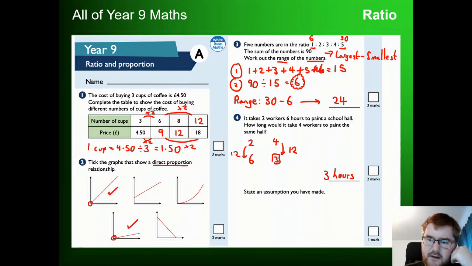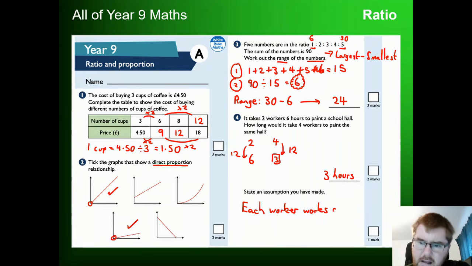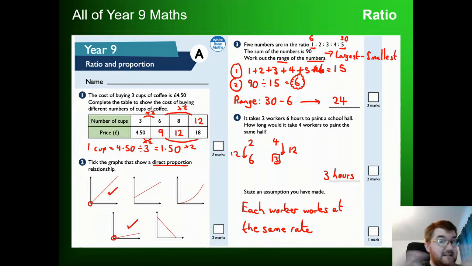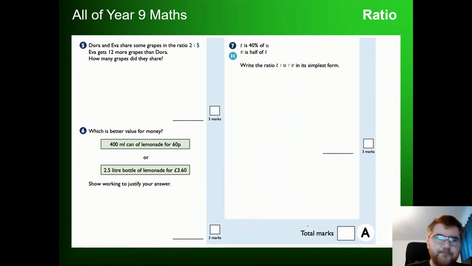Gives 3 hours work. Now the assumption we made, which leads on to the next question, is that, there's a couple of assumptions we've made, but each worker works at the same rate. And also, as you add extra workers, they don't get in the way of each other. So that's kind of linked to this reason as well. So this one's an inverse proportion because as you add workers, there is less time it takes to actually do the painting of the school hall. So that's a little sneaky inverse proportion question.